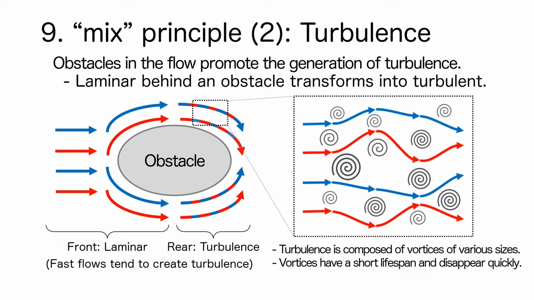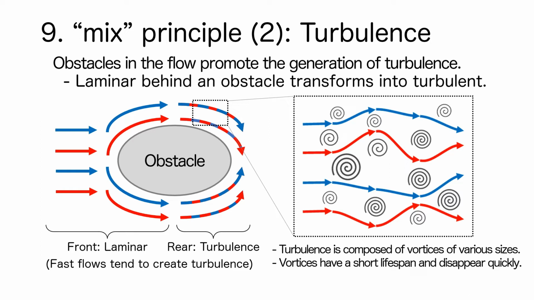When an obstacle is present in a laminar flow, which is a regular flow, turbulence is generated behind the obstacle. The higher the velocity of the flow, the more turbulence is generated. Turbulence consists of vortices of various sizes. Each of these vortices, large or small, causes a switching of elements due to diffusion, so that adjacent parts mix together. However, the lifespan of these vortices is short and they disappear quickly.